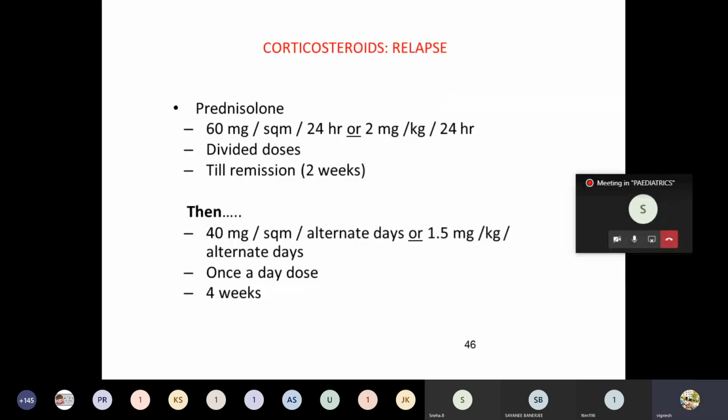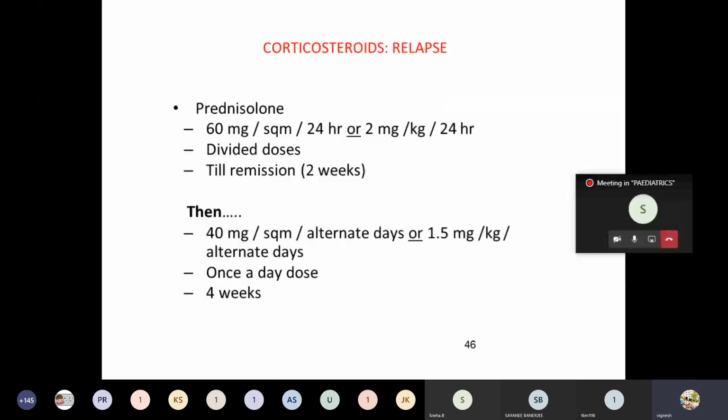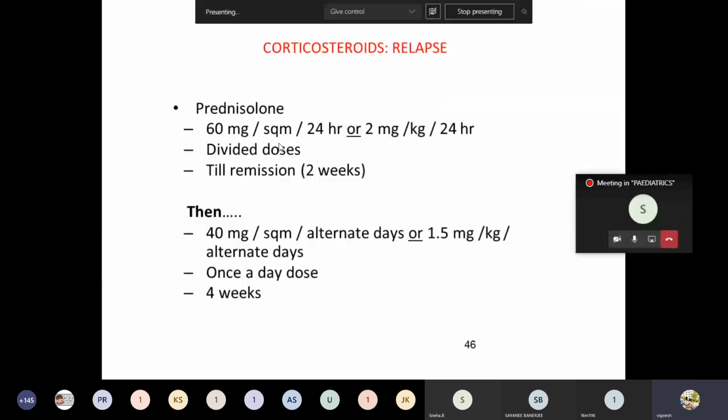Already told in the diagram. Let me tell once again here. If there is a relapse, give prednisolone 60 milligram per body surface area per 24 hours, or 2 milligram per kg body weight per 24 hours. Already told. Remission means free of albumin. Once remission occurs, switch to 1.5 on alternate days. Gradually taper over 4 weeks. It should be given once a day.